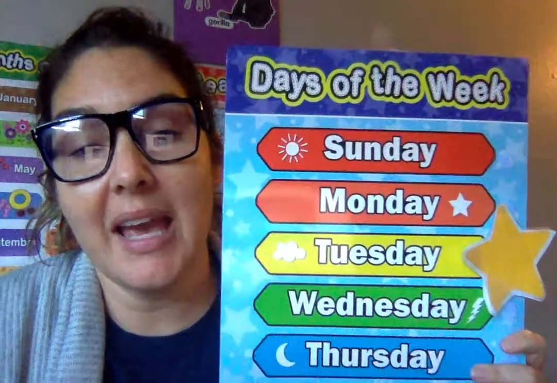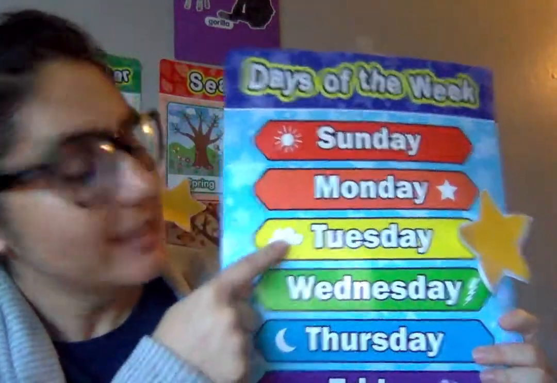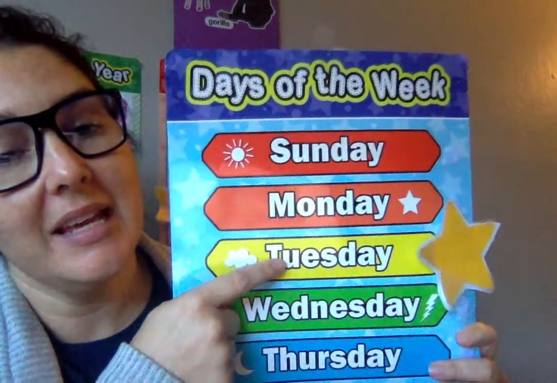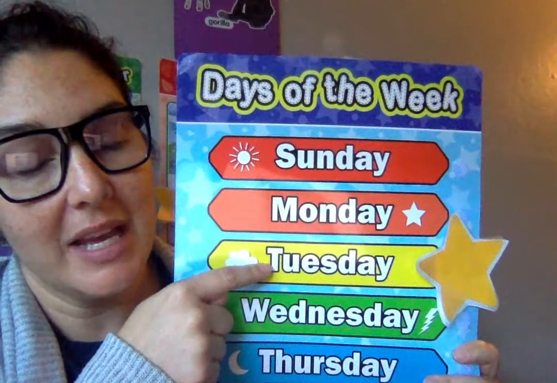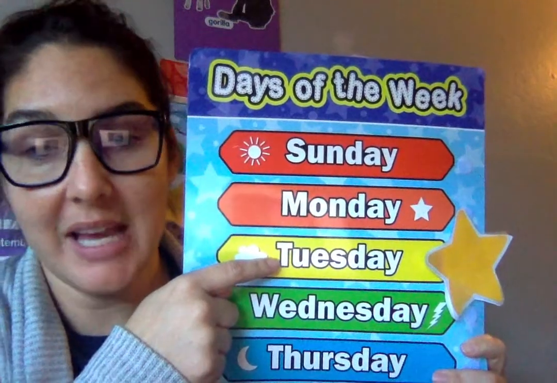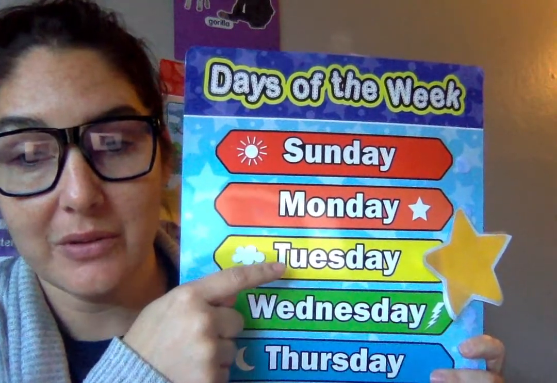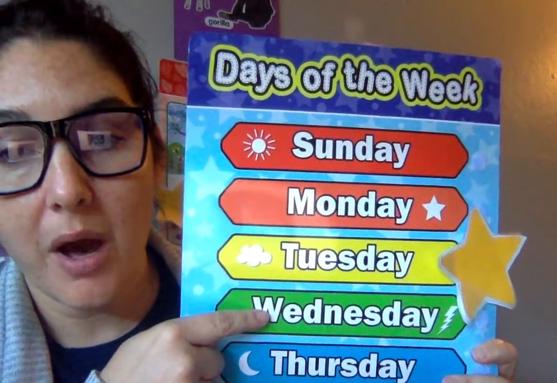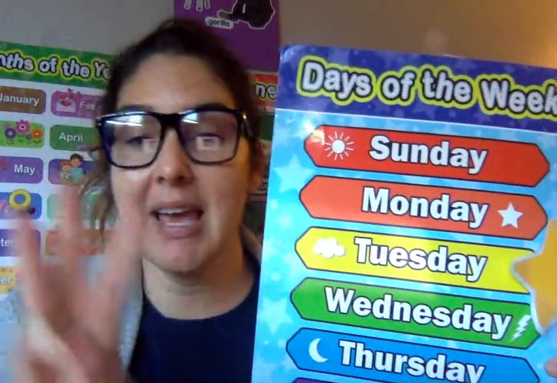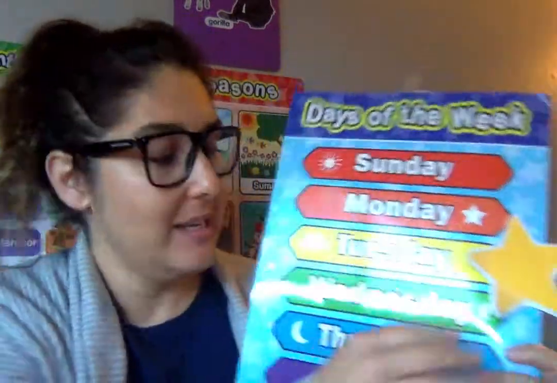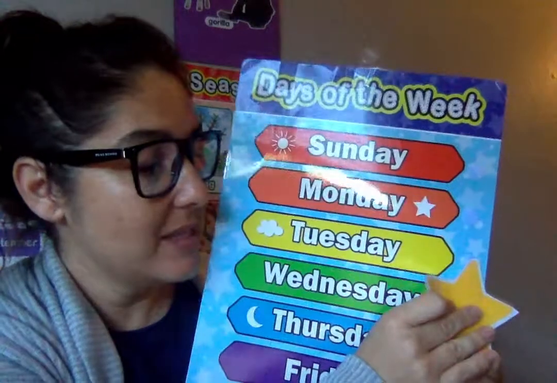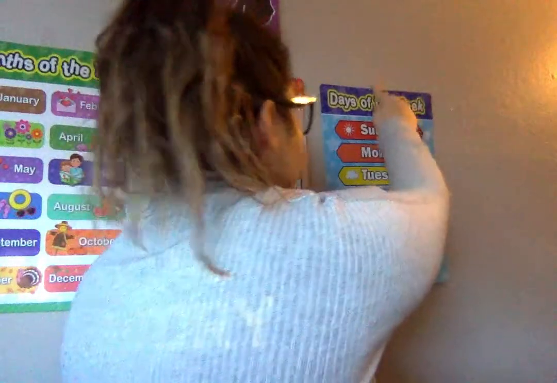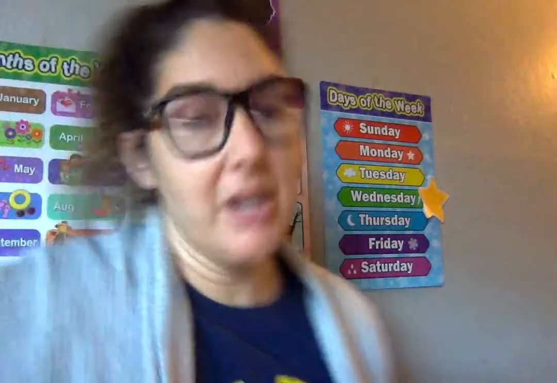And today, well, yesterday was Tuesday. There's my star. Yesterday was Tuesday. So today we're going to go down. Wednesday. I'm going to move my star. Today is Wednesday. All right, we did our days.